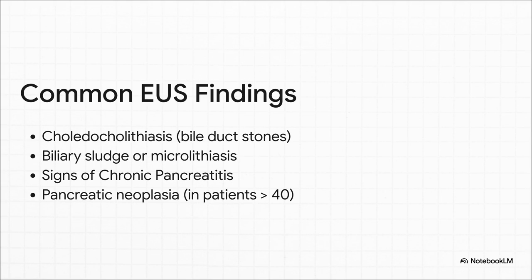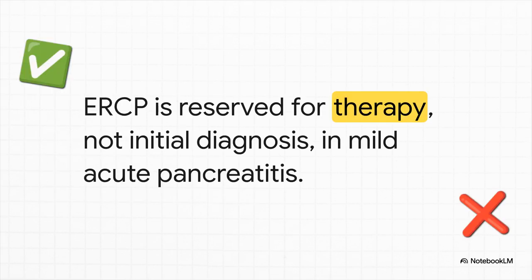And this slide really shows you what EUS is looking for. Its resolution is so good it can spot tiny little bile duct stones, or even just biliary sludge that a CT would never see. It can also pick up subtle signs of chronic pancreatitis. And, maybe most importantly, in patients over 40, it's excellent for making sure there isn't a hidden tumor causing the problem. So here's the take-home principle, the thing to burn into your memory. Diagnose with the less invasive tool, EUS, and save the higher-risk ERCP for when you've actually found something that needs fixing, like a stone that you have to pull out.